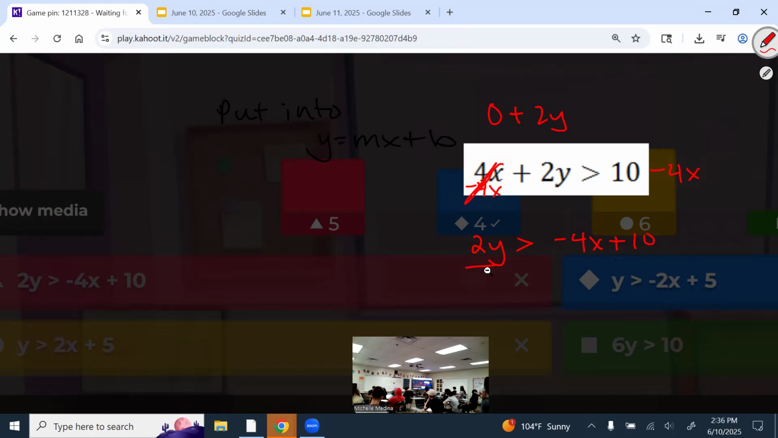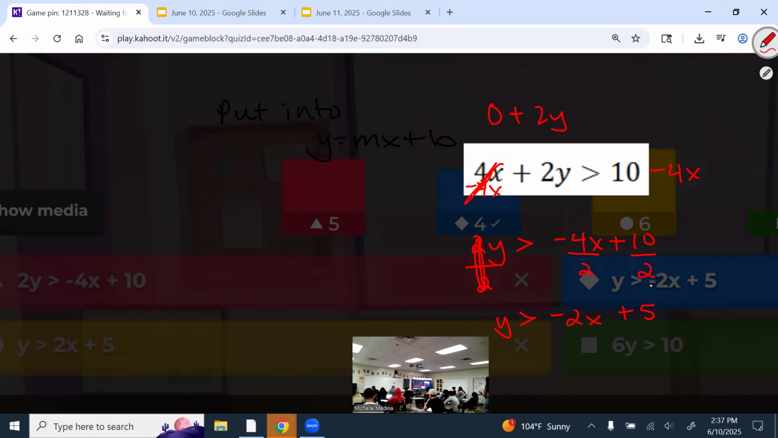By just 2. I don't want the y to cancel out, I just want the 2. On the other side, we're going to divide the whole side by 2, which means each term individually by 2, because we'll have to reduce it. I don't need to flip the sign, because all I did was divide by a positive. Negative 4x divided by 2 is negative 2x. 10 divided by 2 is positive 5, which is the blue option.